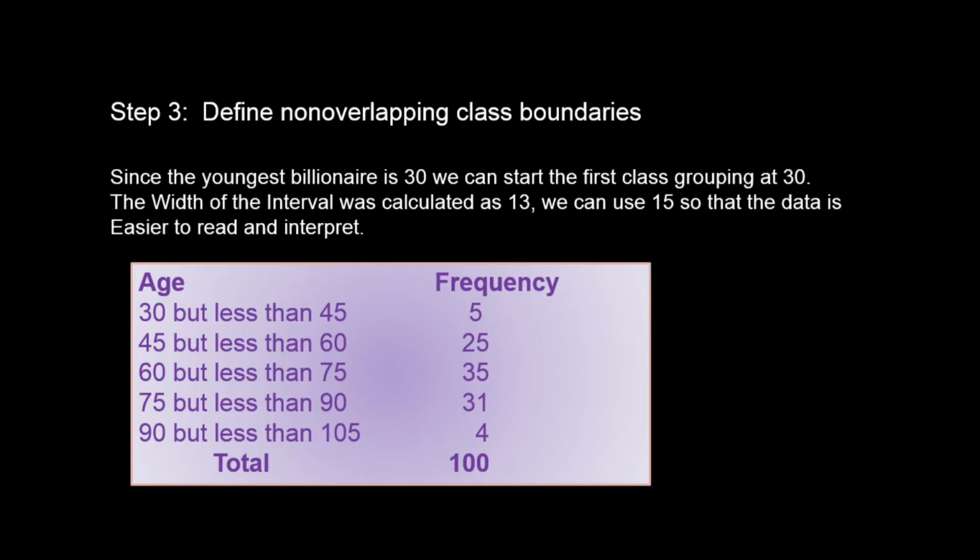So 30 but less than 45 means up until the age of 45. If somebody is 45, then it's clear that they go into the second age category. Those are called limits or boundaries of each class, and you have to make sure that they don't overlap. That's why the definition for a frequency distribution specifically says that we are splitting the data into non-overlapping categories.